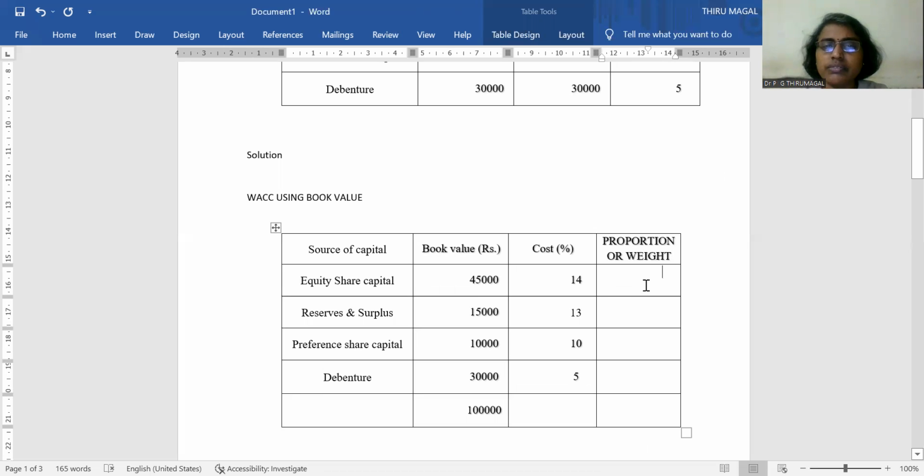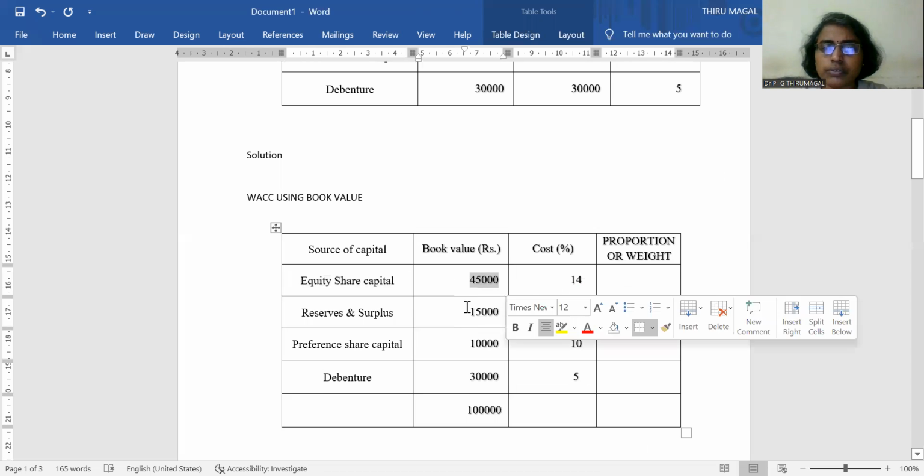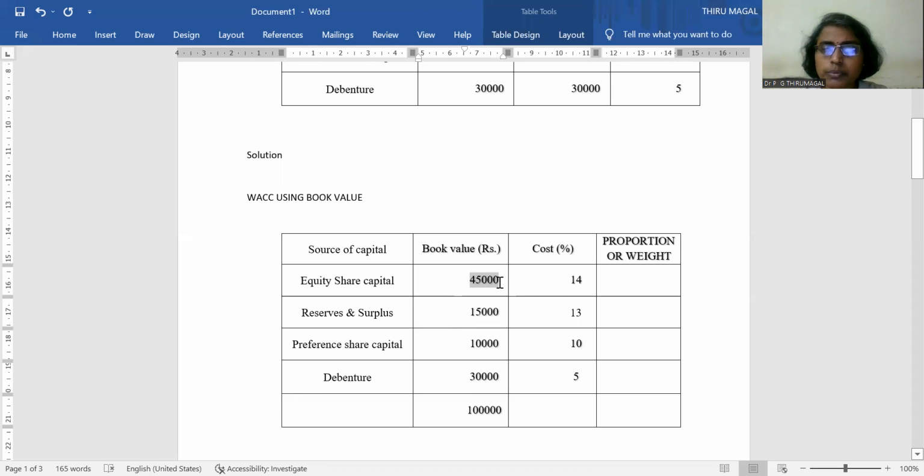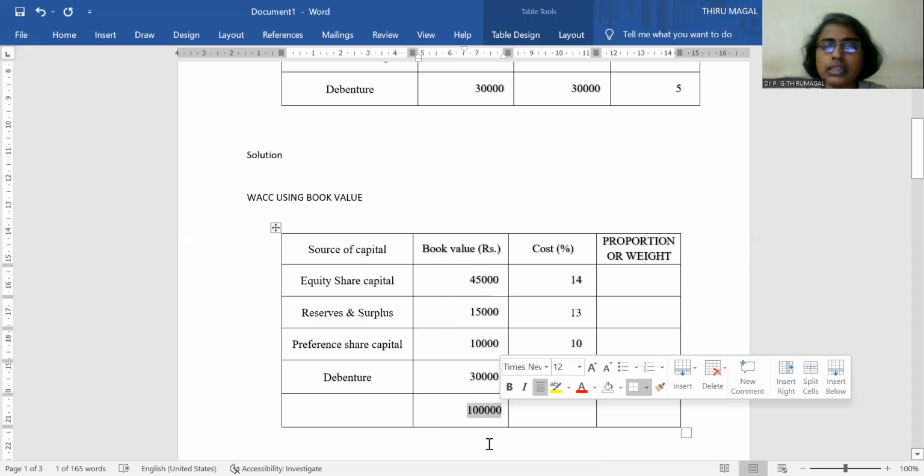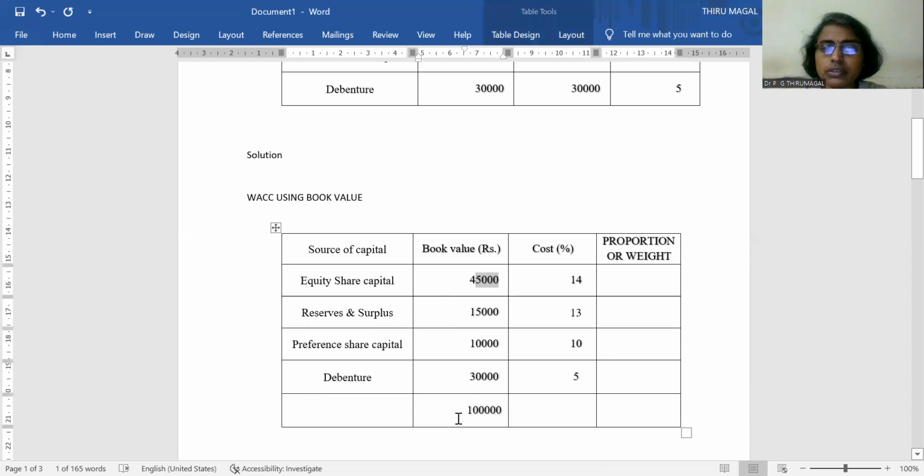How to find out the weight: for equity share capital, the total amount raised is 45,000. What is the proportion of equity share capital with the total? That is what we have to find out. So 45,000 divided by 1 lakh is 0.45. Then similarly, 15,000 divided by 1 lakh is 0.15. Then 10,000 divided by 1 lakh is 0.10. Then 30,000 divided by 1 lakh comes to 0.30.